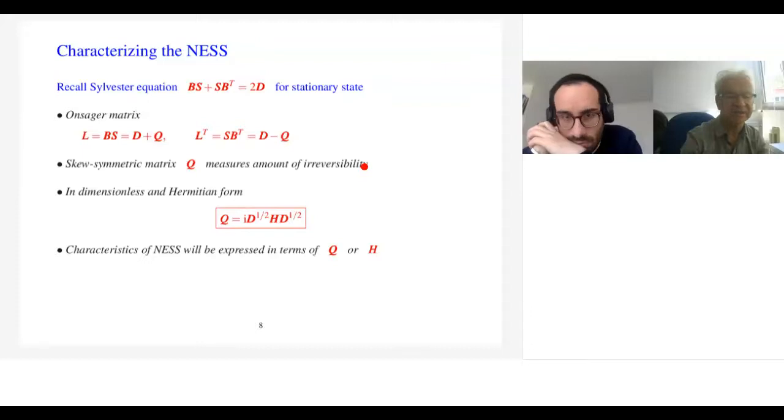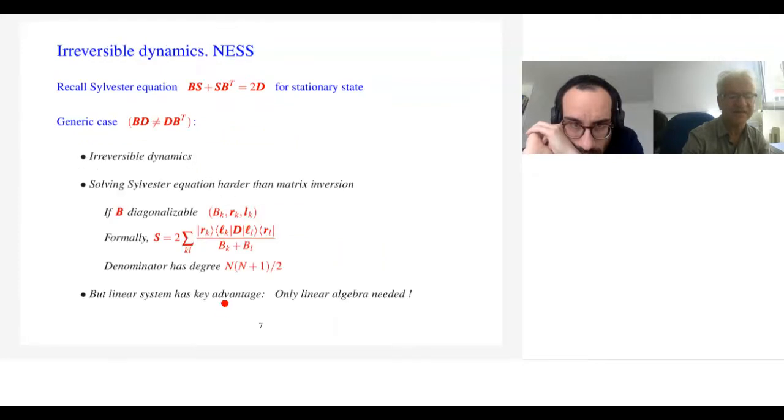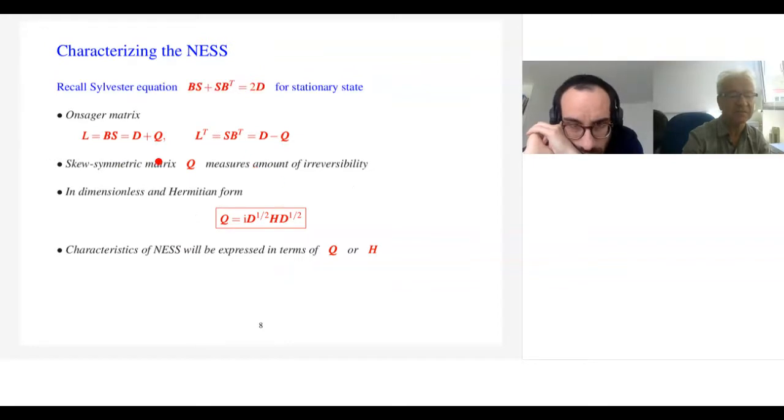Okay, that's probably the central point of the construction. Remember, the data are B and D. You have to solve for S, for instance, by using this double spectral sum, and then you start the construction. It's interesting to bring this skew-symmetric matrix Q into dimensionless and Hermitian form by stating Q is i D^(1/2) H D^(1/2). The H has the same information content as Q, but it has two advantages. It is dimensionless and it is Hermitian.